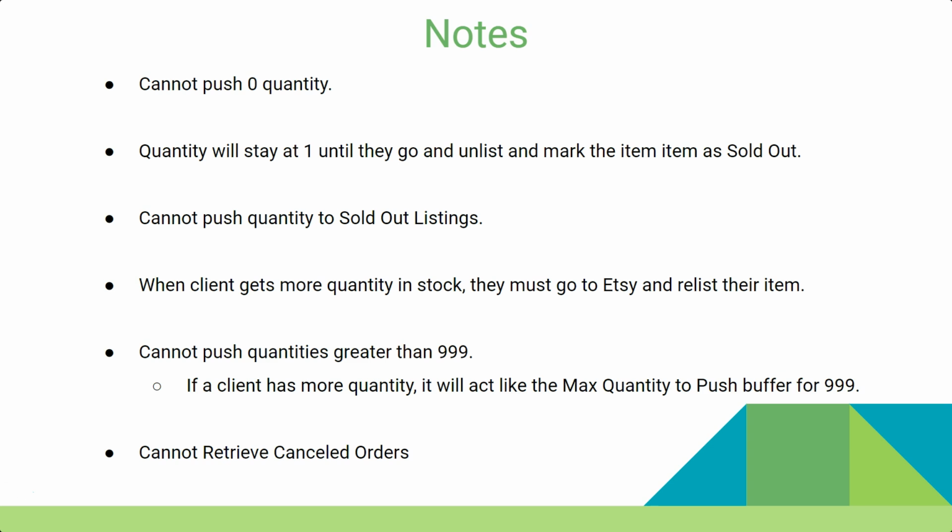We also cannot push quantities greater than 999, so if a client has more quantity than that, let's say 1500, we will push 999 until the client gets to below that threshold, and then we will start deducting accordingly. We can also not retrieve canceled orders from Etsy.